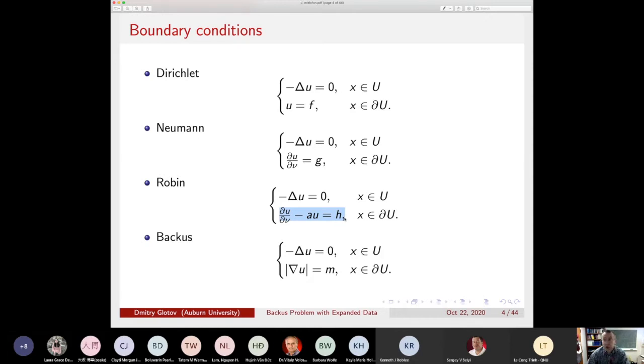So for the first three bullets, the problem can be characterized as a linear problem, in the sense that if you take a linear combination of solutions, so solutions to the whole problem, satisfying both the equation and the boundary condition, then you will also have a solution. Of course, for the homogeneous problem, for example, when f or g is equal to zero, a linear combination of solutions is a solution.